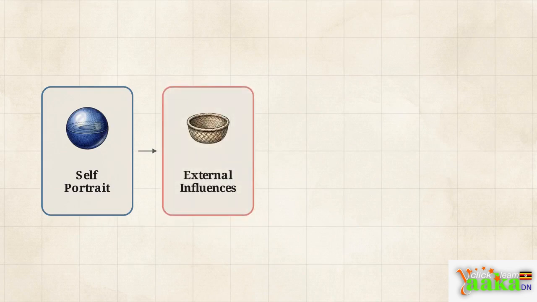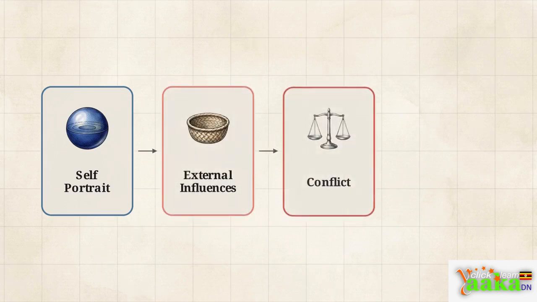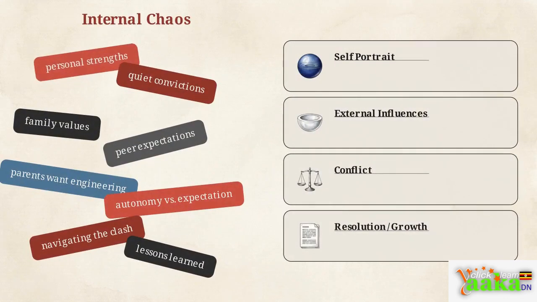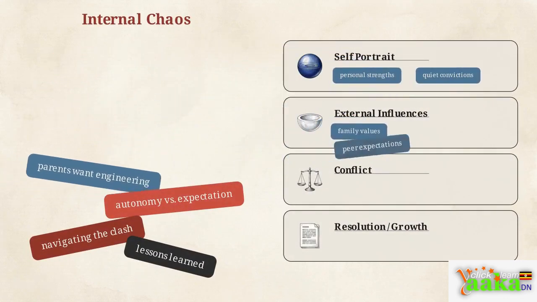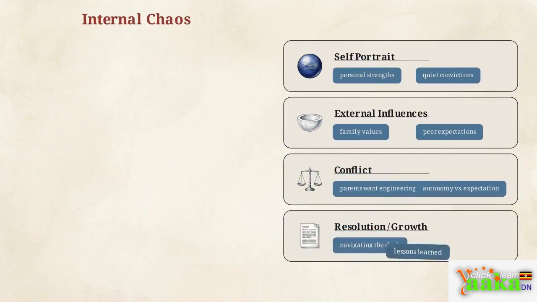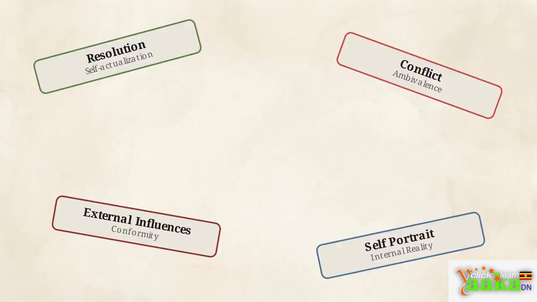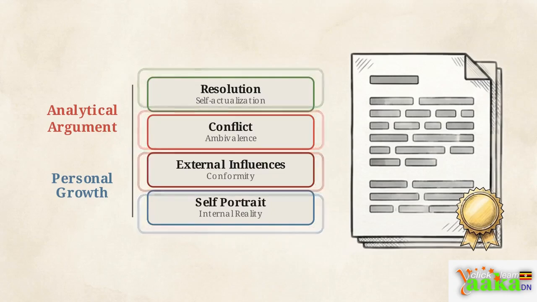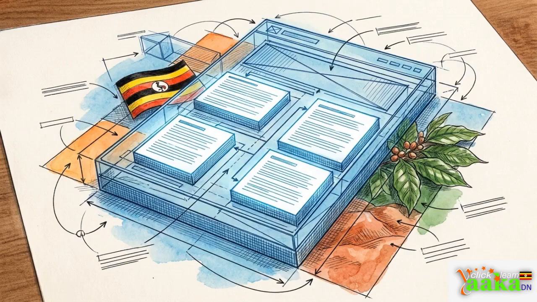You follow a progression. You begin with a self-portrait, introduce the external influences, describe the resulting conflict, and arrive at your resolution. Taking the messy reality of your internal life and organizing it into this rigid four-step map forces you to slow down. It shifts your writing away from merely venting emotions, allowing you to build a clear, analytical argument about your personal growth. Once your essay skeleton is in place, you need to dissect the internal conflict itself.